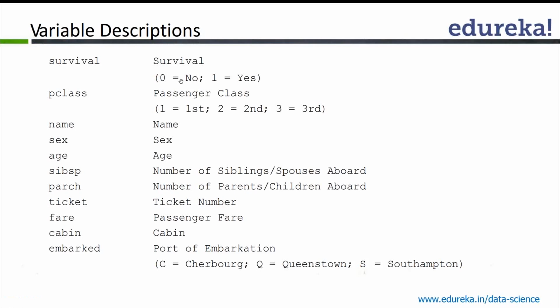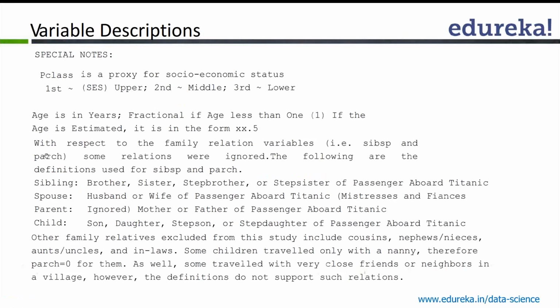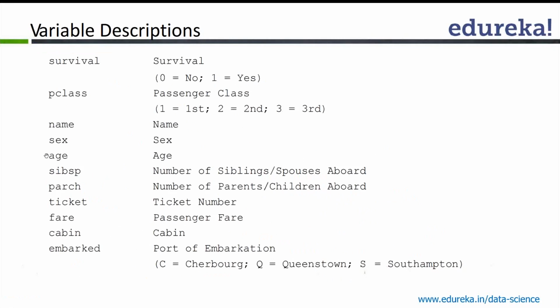0 means that passenger is not survived. 1 means that passenger is survived, okay? And then P class is a passenger class, first class, second class, third class, and the name of the person, sex, gender of the person, age of the person, and number of siblings aboard, okay, and number of parents and children aboard for each passenger.